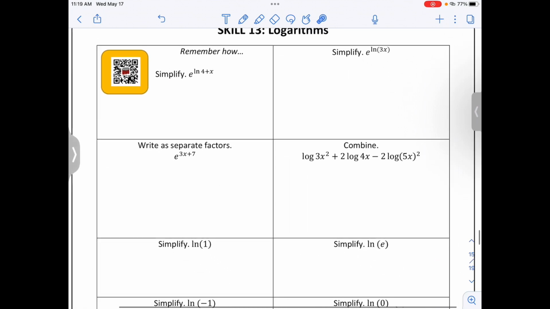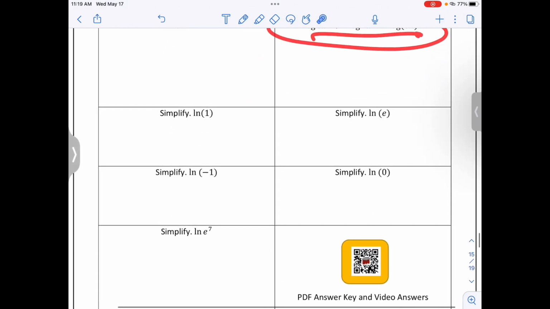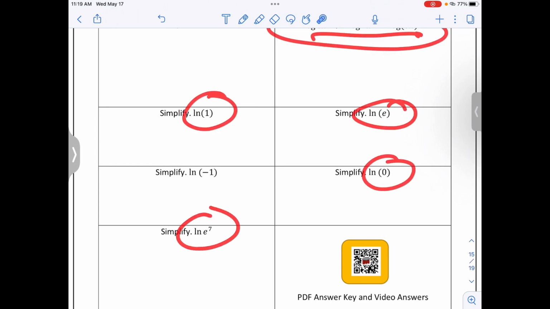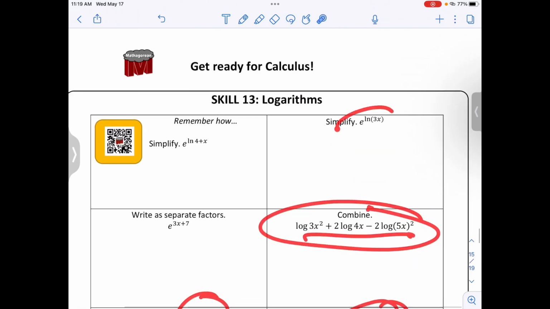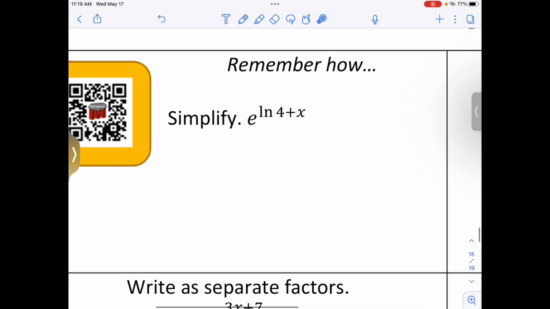If you do the rest of this skill, you will see maybe some traditional logarithm problems from Algebra 2 or pre-calculus. We're really going to focus on the natural log of certain numbers. We're going to focus on the natural log of e raised to a natural log, and just what all that means, and e raised to two things added together.